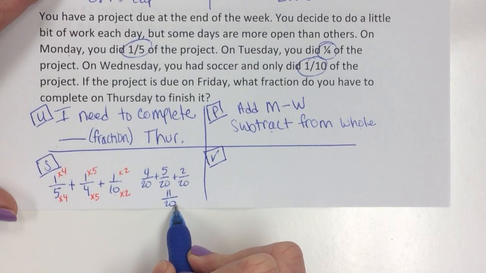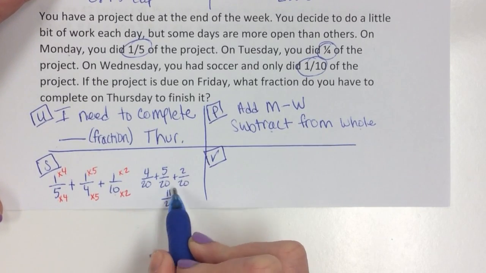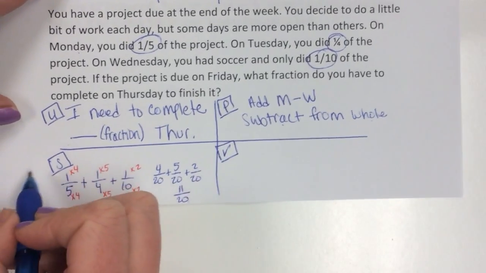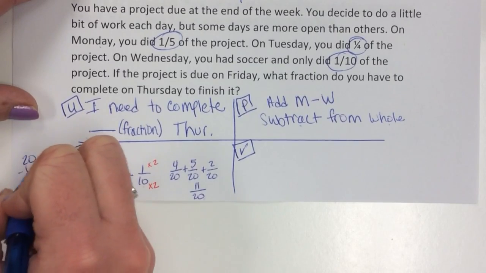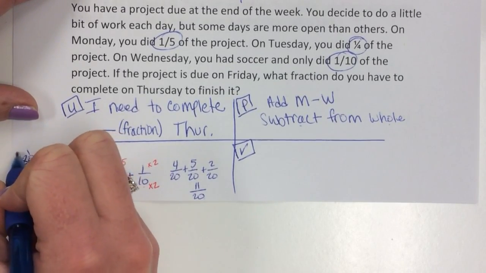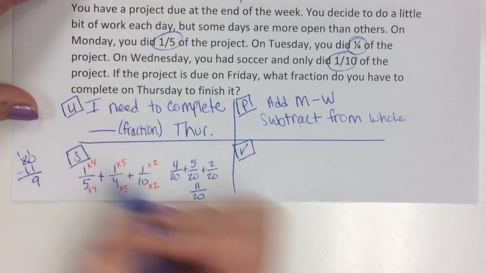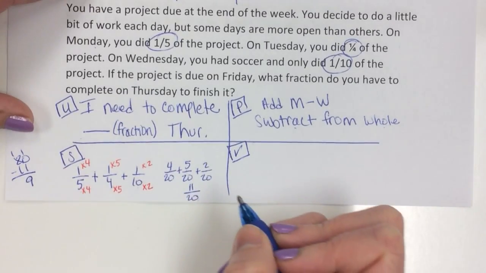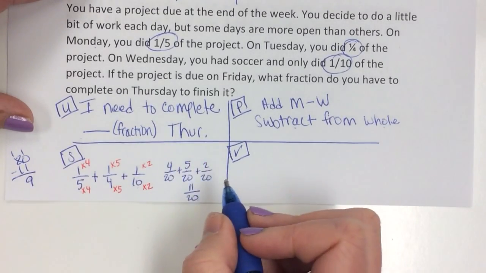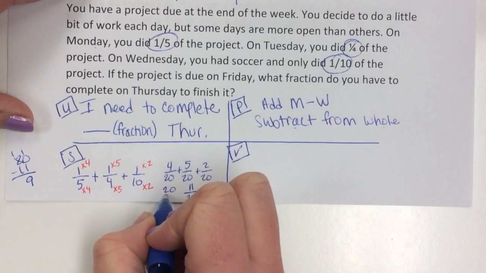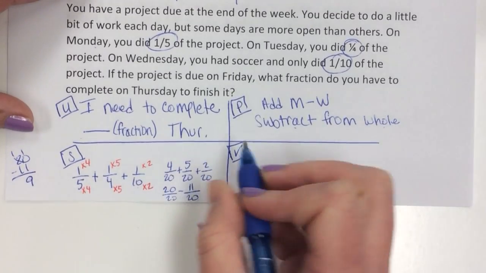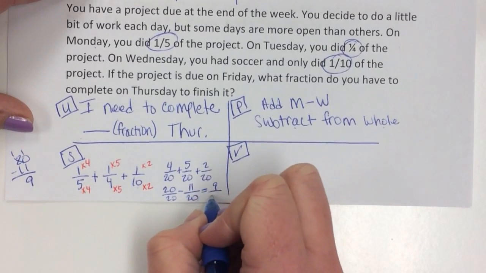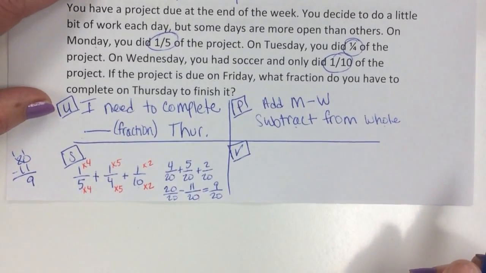So if my whole is 20, then I would have to take 20 minus 11. So I'm going to come over here on this side and do 20 minus 11. So I've got to borrow: 10, 9. So that's 9. So I have 9/20ths. Let's see, I'm going to say 20/20ths minus 11/20ths, and I have 9/20ths left to complete.